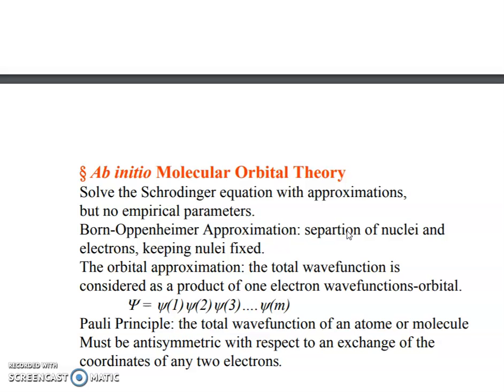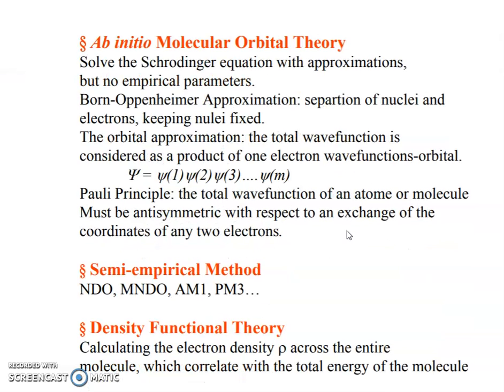Now friends, ab initio molecular orbitals: solving the Schrodinger equation with approximation but without empirical parameters. Born-Oppenheimer approximation: separation of nuclei and electrons. You know the nuclei are different things from the electrons, keeping nuclei fixed. The orbital approximation: the total wave function is considered as a product of one-electron wave functions, orbitals.